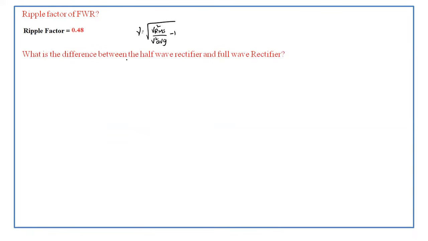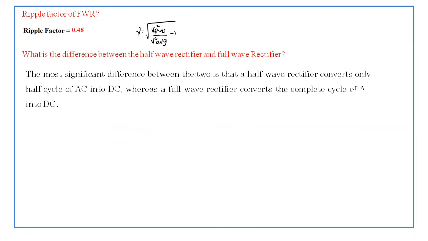Next, what is the difference between half wave rectifier and the full wave rectifier? The most significant difference between the two is that half wave rectifier converts only half cycle of AC into DC, whereas the full wave rectifier converts the complete cycle of the AC into DC. Here in half wave rectifier only the positive half cycle is converted into the output. But in case of full wave rectifier, both the positive half cycle and the negative half cycle are converted into the output.